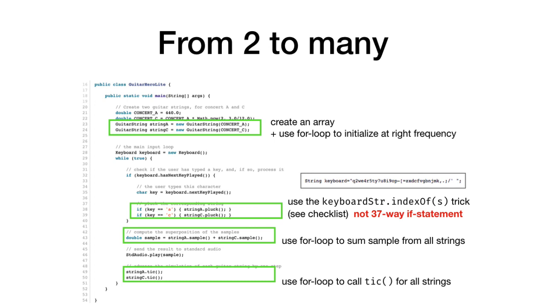Finally, after the event loop, you're going to be responsible for updating the sample of the overall sound wave. In this example, you just sum the sample of string A and the sample of string C. In the actual version, you're going to initialize a sample to 0 at every iteration, and then do a for loop that adds the sample of each guitar string to that main sample. Then you play the sample and update tick for each of the guitar strings, again with a for loop that goes through each guitar string in the array and calls tick on it.